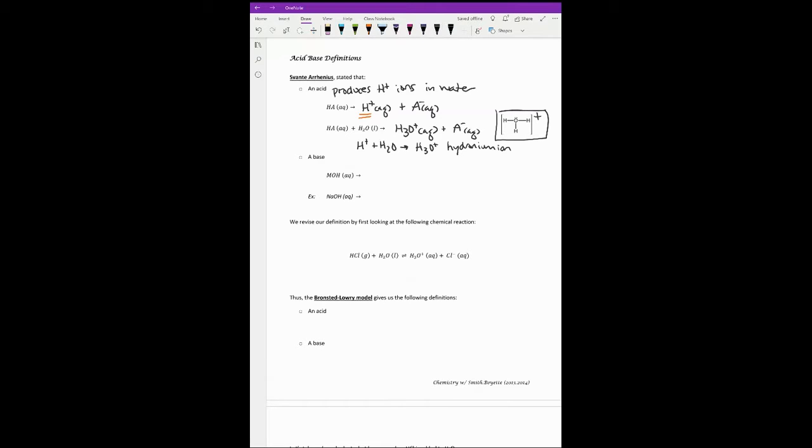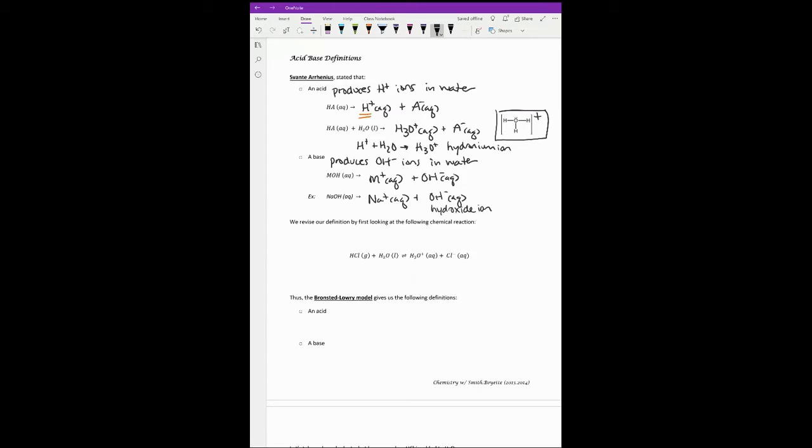A base is a compound that produces hydroxide ions in water. If we had MOH dissociate, we would have M+ being our metal ion plus OH- aqueous. A real life example of this is sodium hydroxide. We would have Na+ aqueous plus OH- aqueous. And remember that OH- is our hydroxide ion.